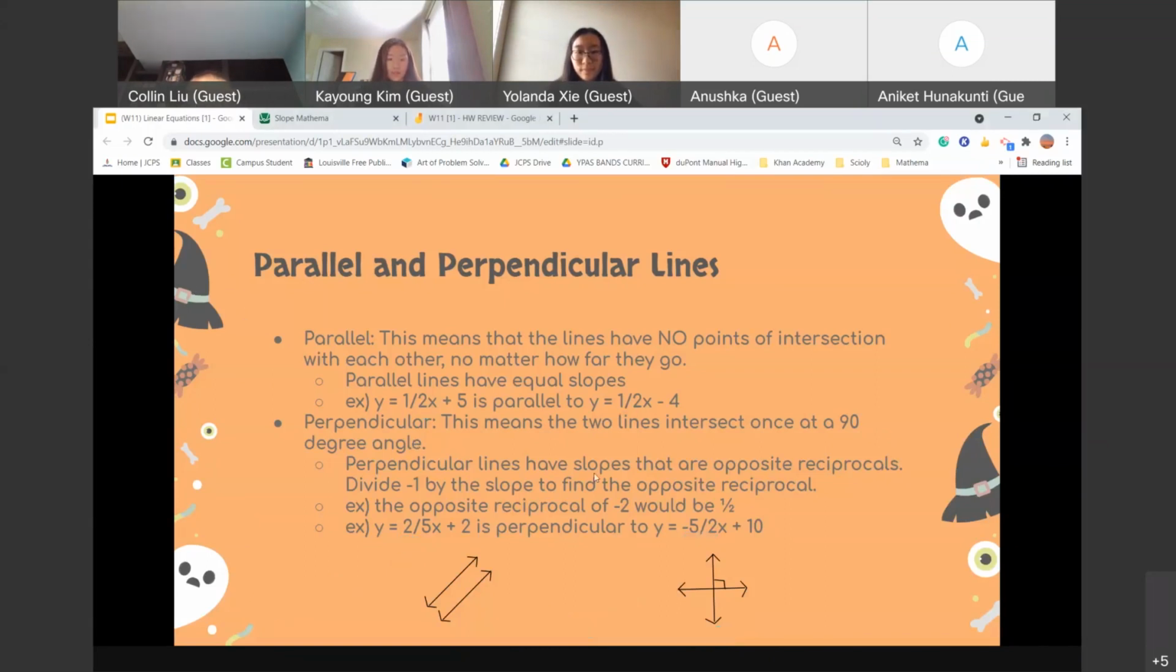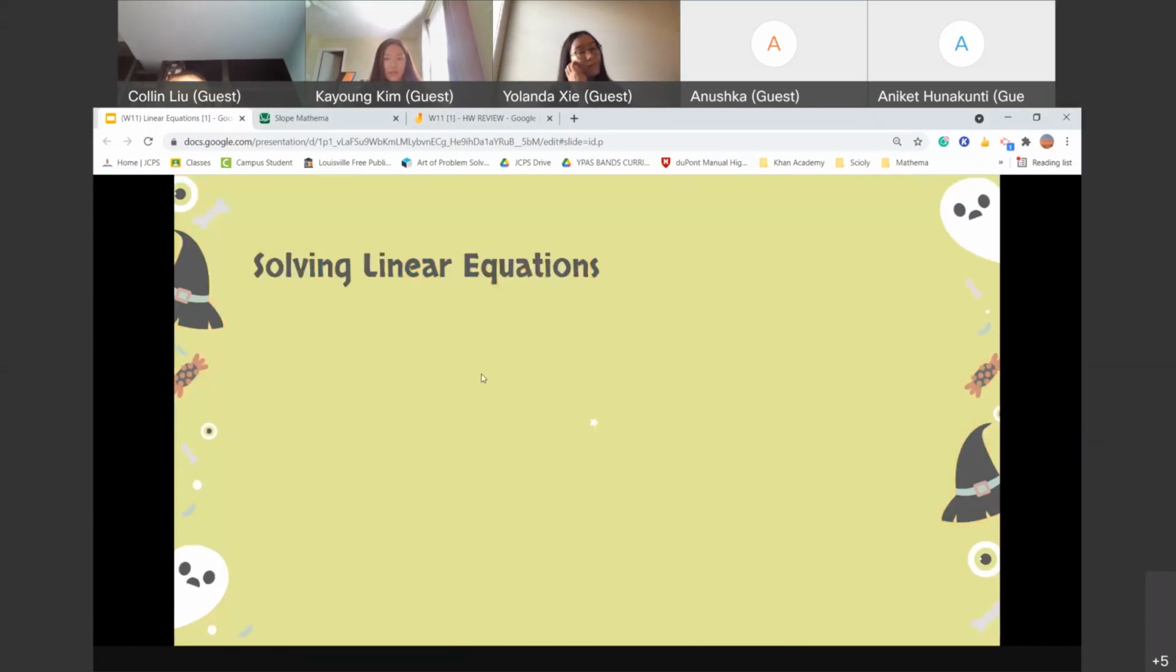Okay, so we can go on now to solving linear equations. Who knows how to solve a linear equation? It's going to be something like 0 equals 2x plus 1. So you have to solve for x.